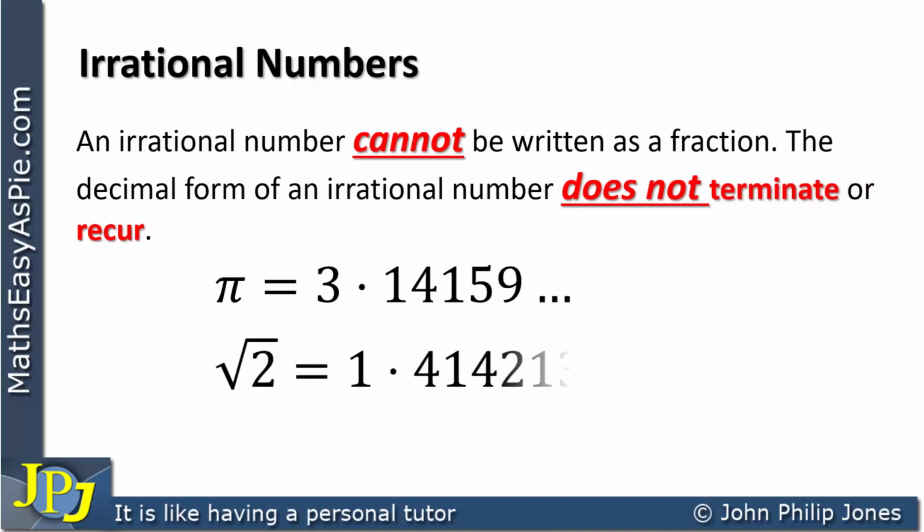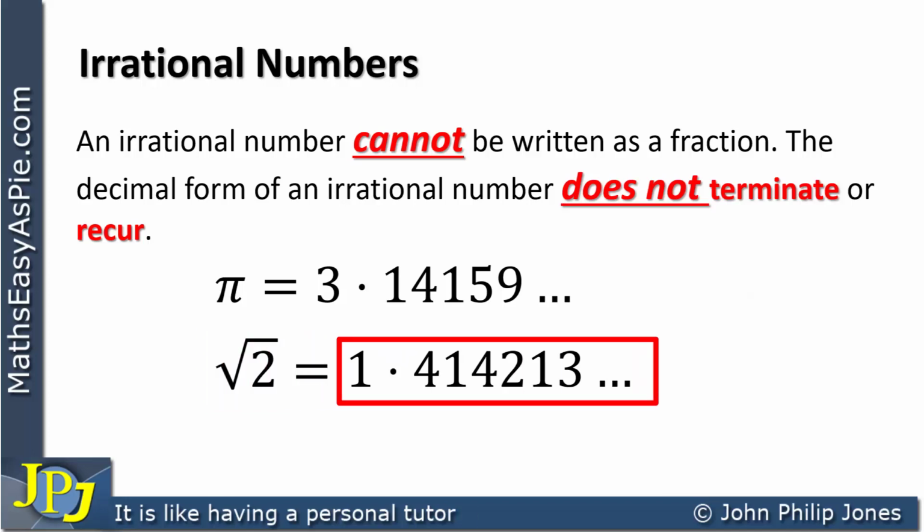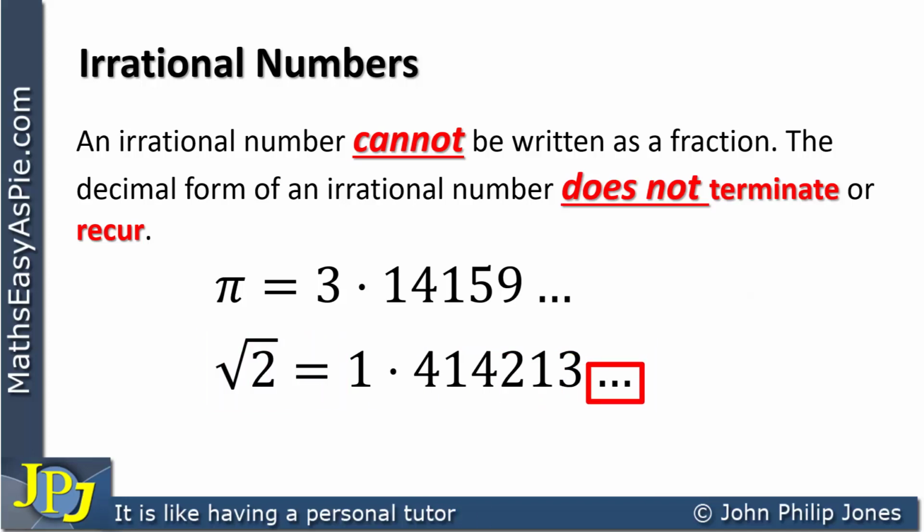Another example of an irrational number is the square root of 2. Now, the square root of 2 is 1.414213, and these three dots are telling us there are more figures. It is not recurring, there's just more figures, and as you add more figures, you get a more accurate value for the square root of 2.